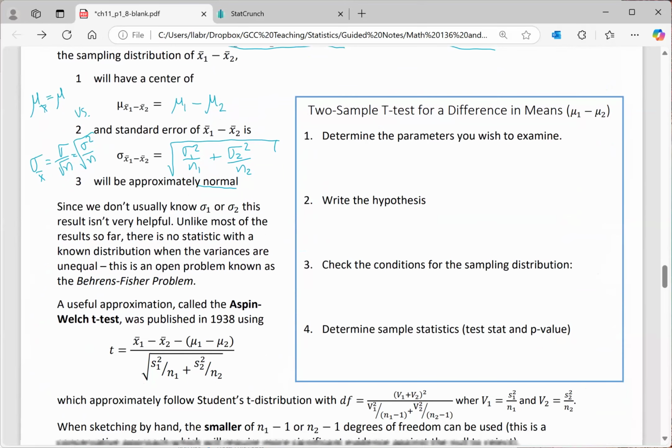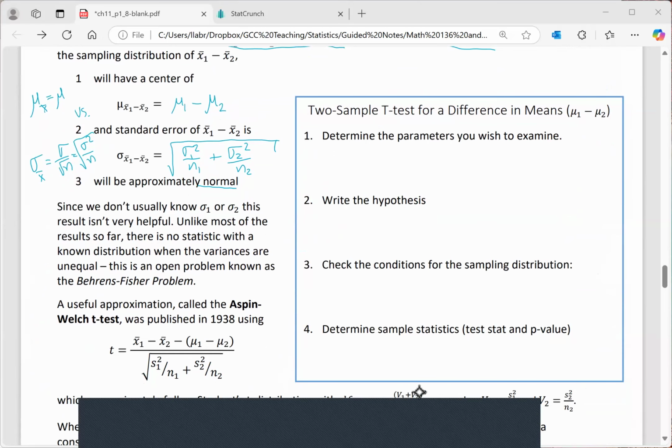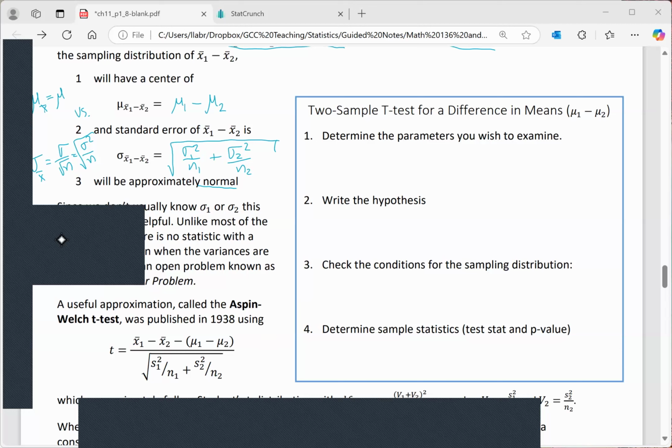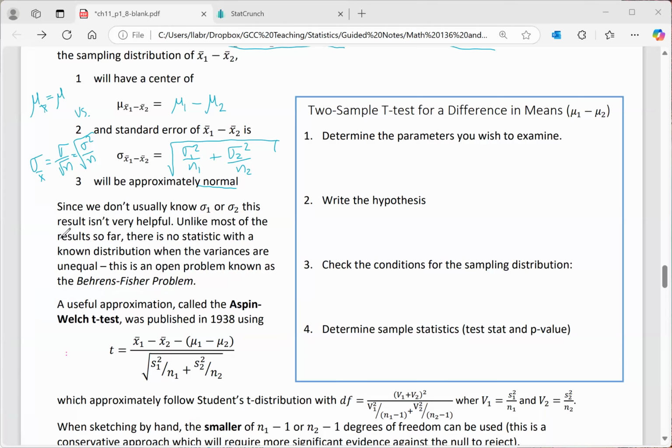So for most realistic problems, this is going to be one of the only things that we study in detail. For most realistic problems, you do not know the standard deviation, either from group 1 or from group 2. So this result actually has a strong limitation in that this isn't very helpful.